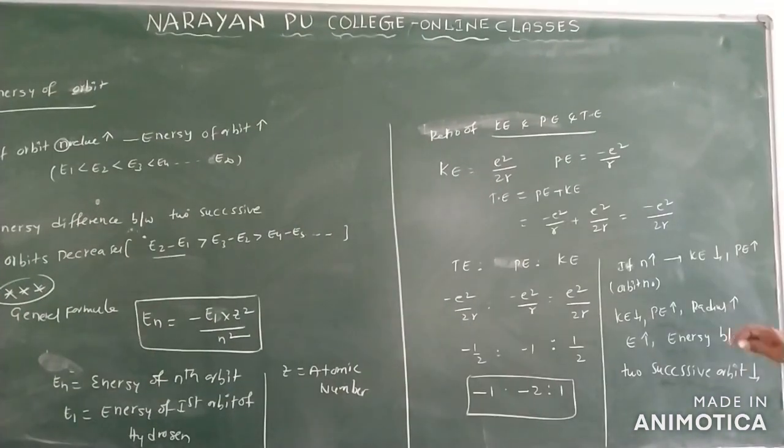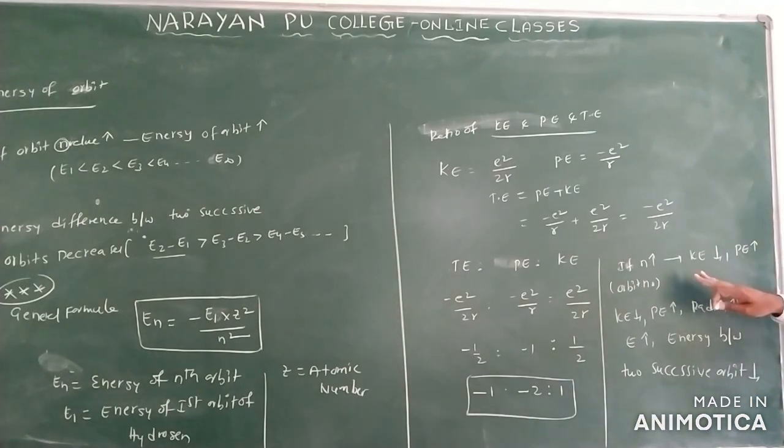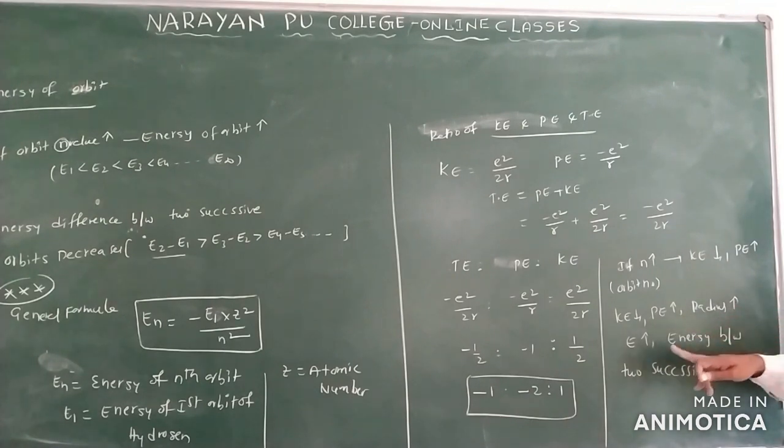You can see as the orbit number n increases, kinetic energy decreases, potential energy increases, radius increases, energy increases, and the energy between two successive orbits decreases. So this is regarding the energy of the Bohr orbit.